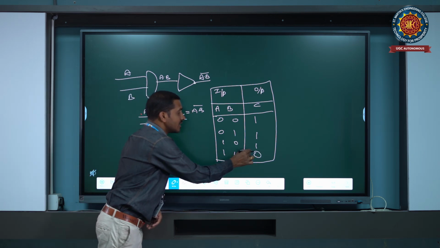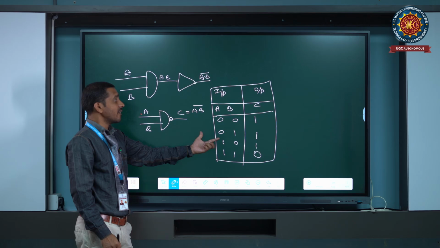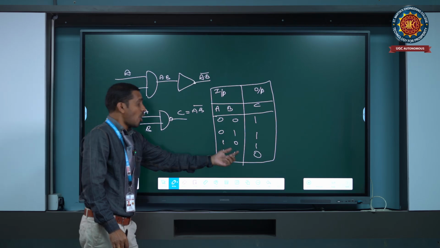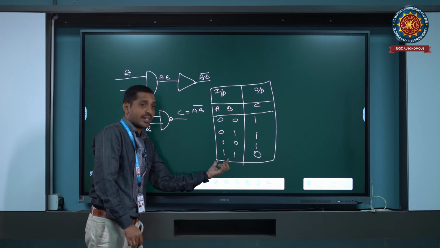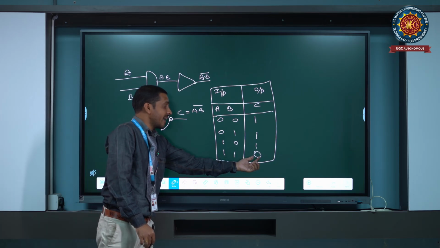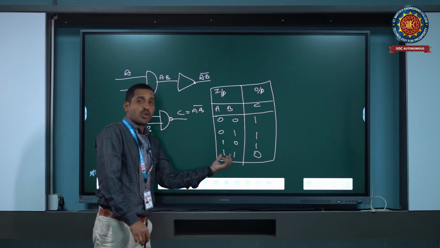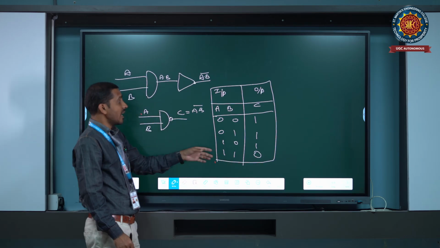It will produce 0. Observe the truth table of the NAND gate. When the two inputs are 1, the output of the NAND gate will be 0. That is the NAND gate.